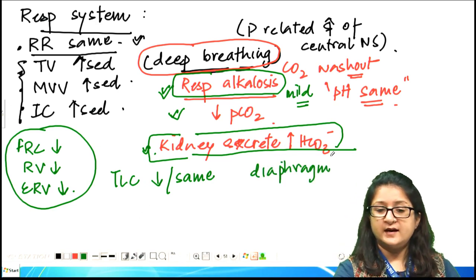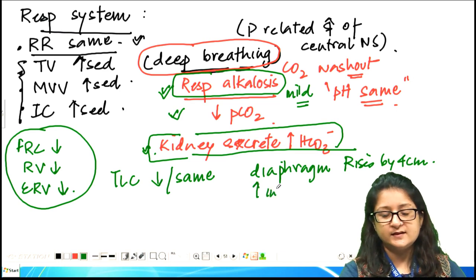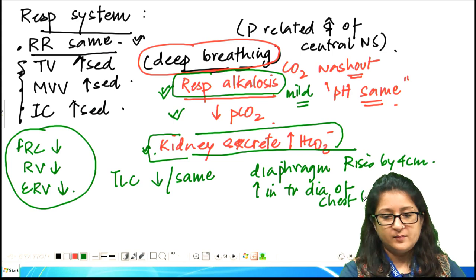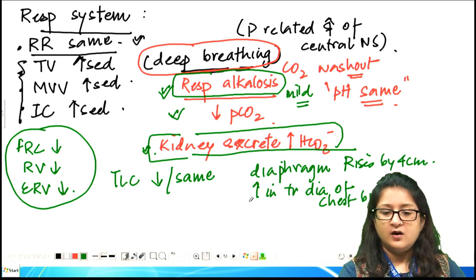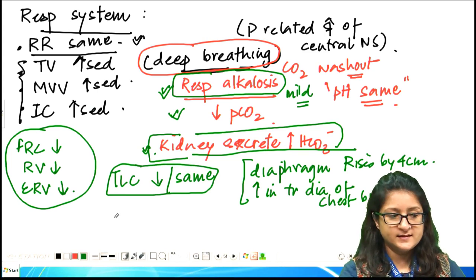Because though the diaphragm rises by 4 centimeters, there is also an increase in the transverse diameter of the chest by 2 centimeters. All right, so the TLC either decreases or it remains the same.